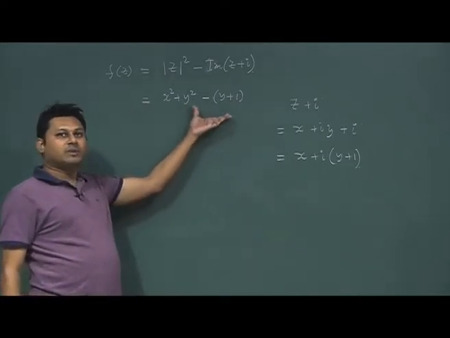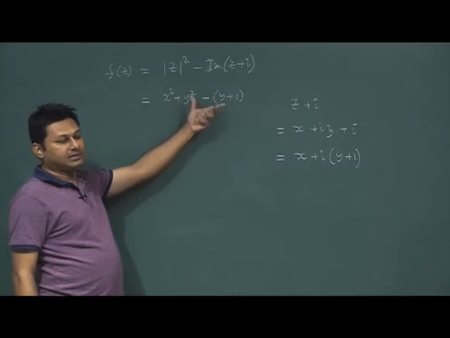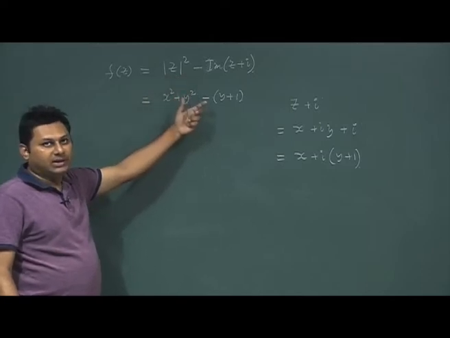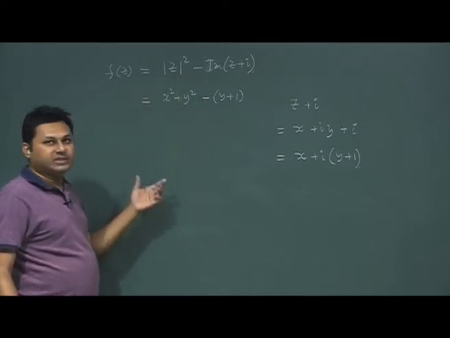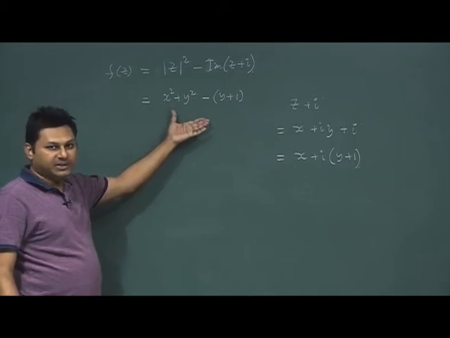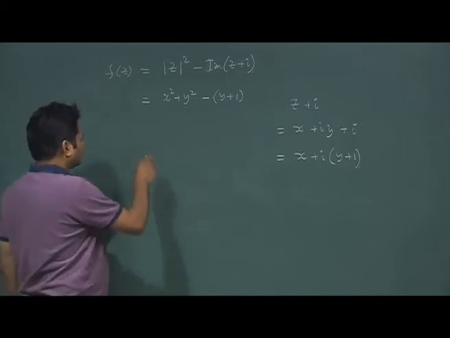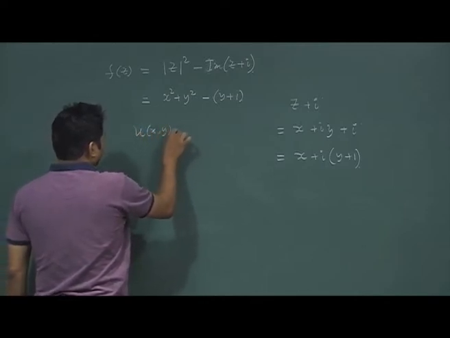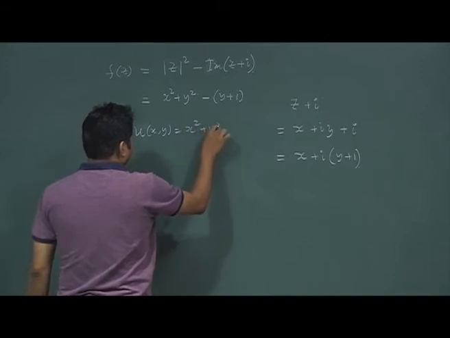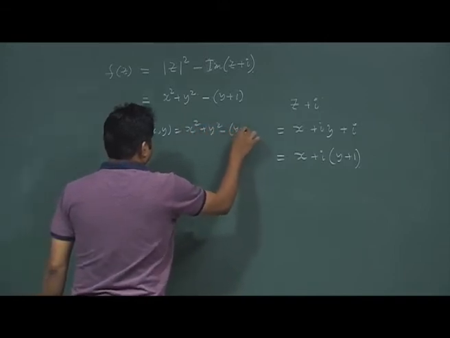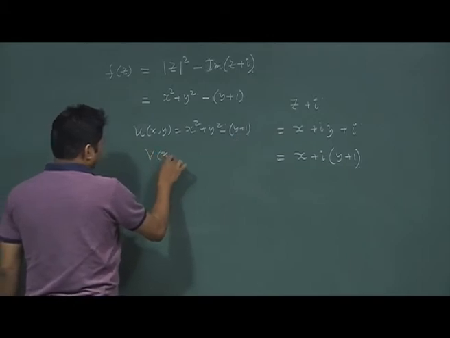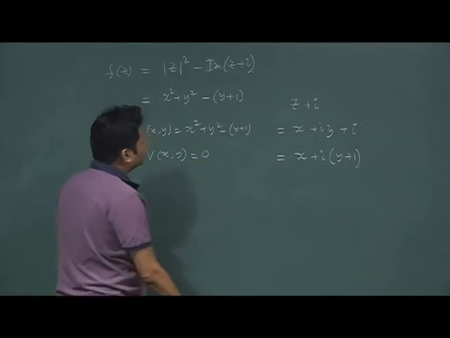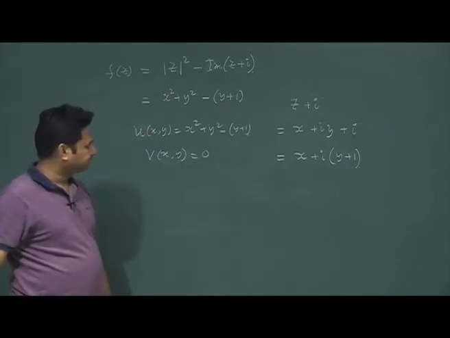So the entire function now becomes a real function. The way I define this, it may be real. It is not necessary that a function of z always gives you a real or always an imaginary. It may be complex, and real is nothing but a special case of a complex quantity. So here I should write u of x,y is x square plus y square minus y plus 1, and v of x,y is 0 because there is no imaginary part associated with this.